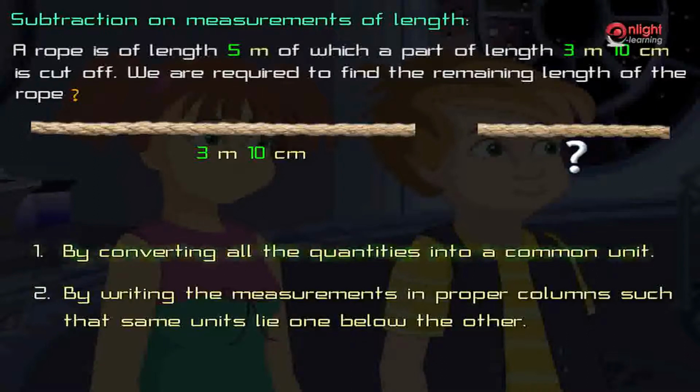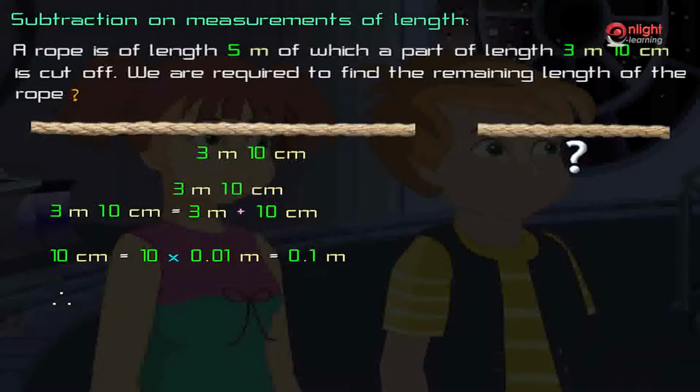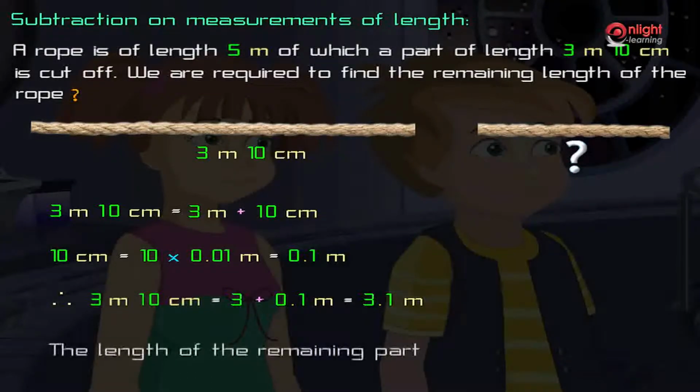In this method, all the quantities are expressed in a single unit. We shall express all the quantities in meters. Hence, express the length of the part which is cut in meters, that is, 3 meters 10 centimeters is equal to 3.1 meters. Now, since all the quantities are in a common unit, we can subtract. The length of the remaining part is equal to 5 minus 3.1, which is equal to 1.9 meters.